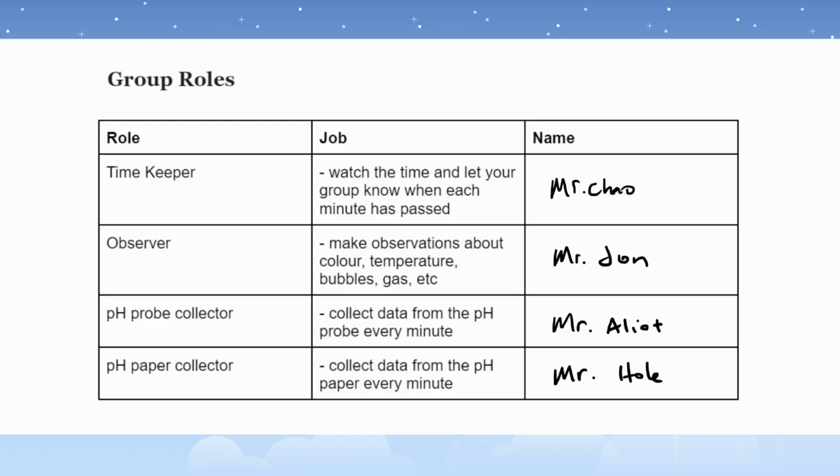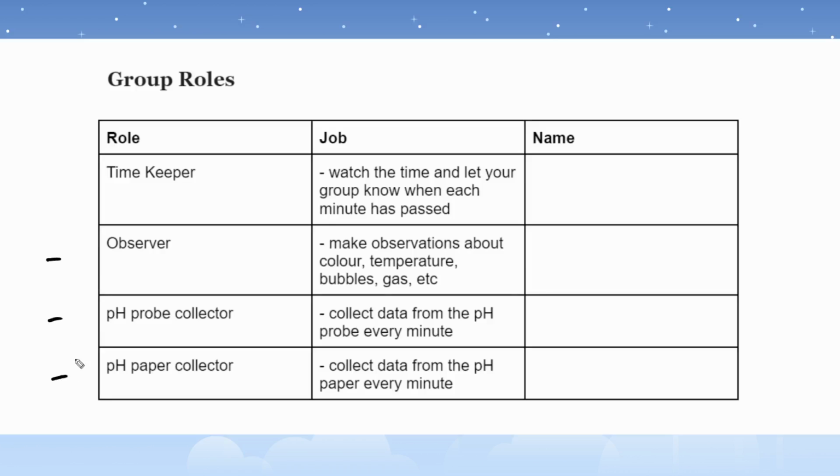If you're in a group of 3, then the 3 members will go here. And the timekeeper will just be one of those other people. Somebody is going to do 2 jobs. They're going to be timekeeper and observer, or timekeeper and probe, or timekeeper and pH collector. So the 3 members will each have an observation role, and one person is just going to be the timekeeper also.